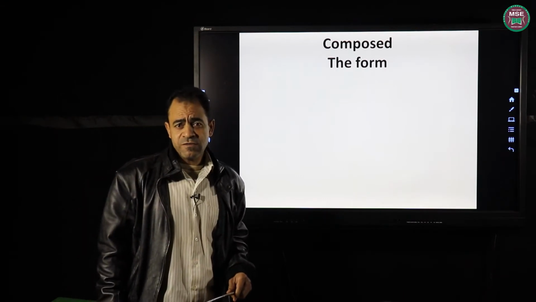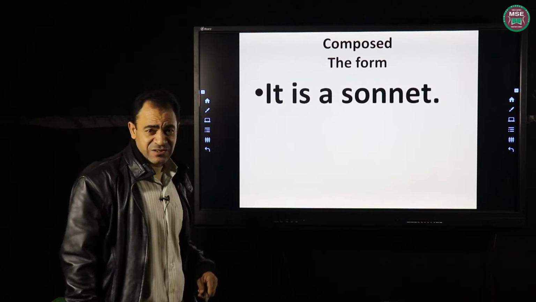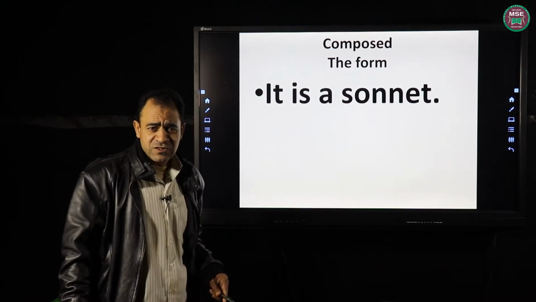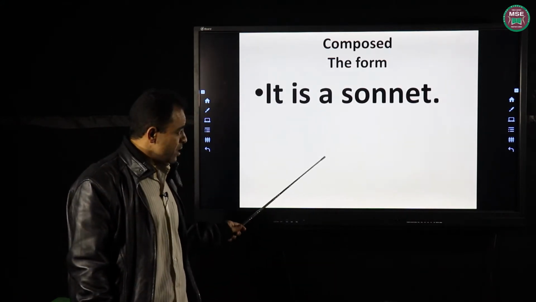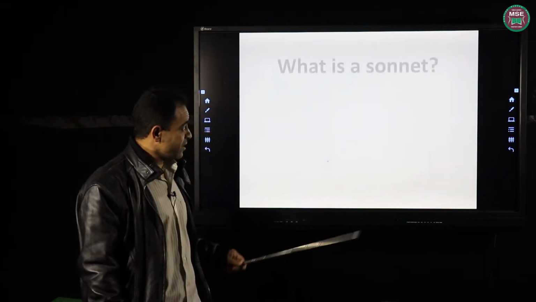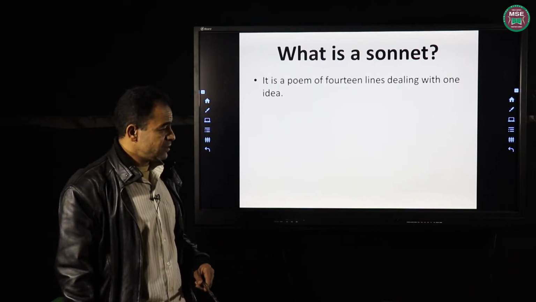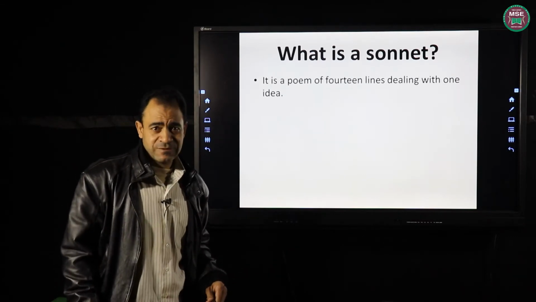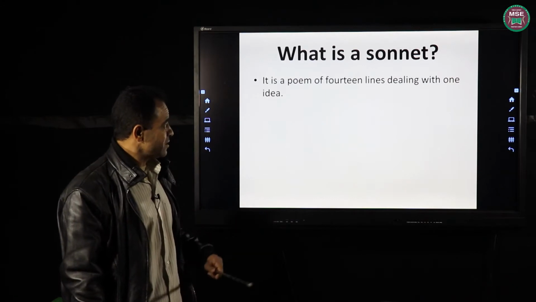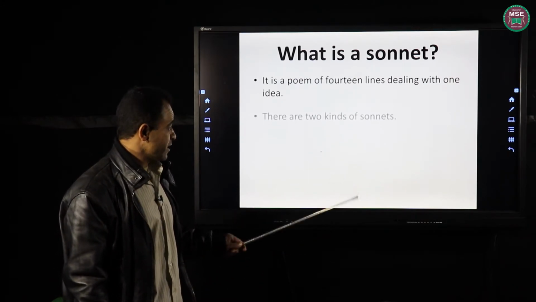Now, "Composed", the form. What's the form of this poem? It is a sonnet. What's a sonnet? A sonnet is a poem of 14 lines dealing with one idea or emotion. Only 14 lines? Yes, it should be 14 lines. A poem of 14 lines dealing with one idea, okay?